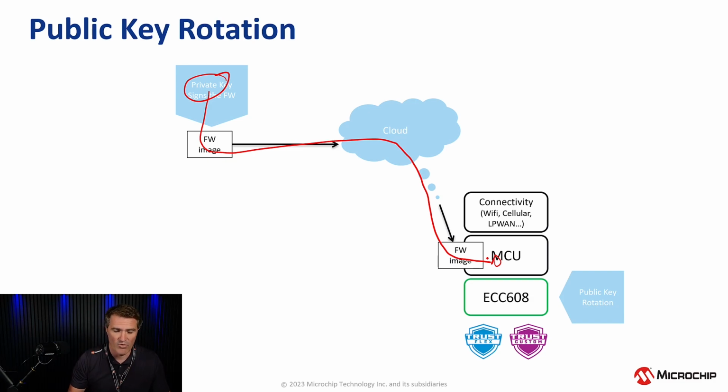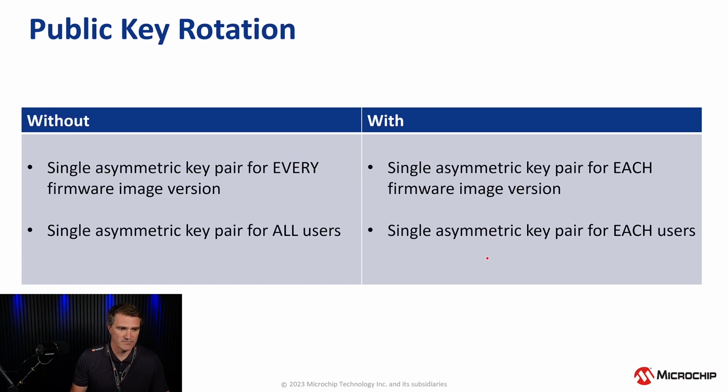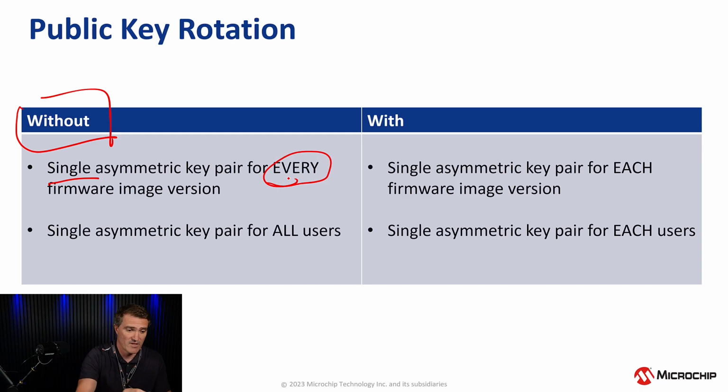And now you wonder, okay, why would I use public key rotation? Without public key rotation, what's happening? You have a single asymmetric key pair for every firmware image, which is super common today in the embedded industry. And similarly, you have a single asymmetric key pair for all the users. You can't distinguish firmware versions or users with cryptographic keys if you do that, which to some extent can be okay, right? But look at the benefits of using a public key rotation use case.